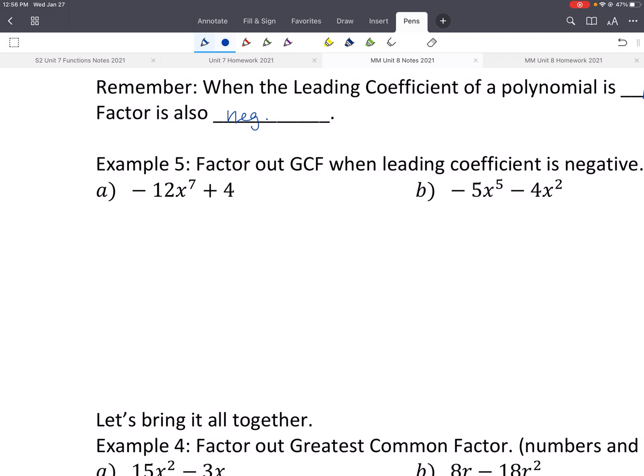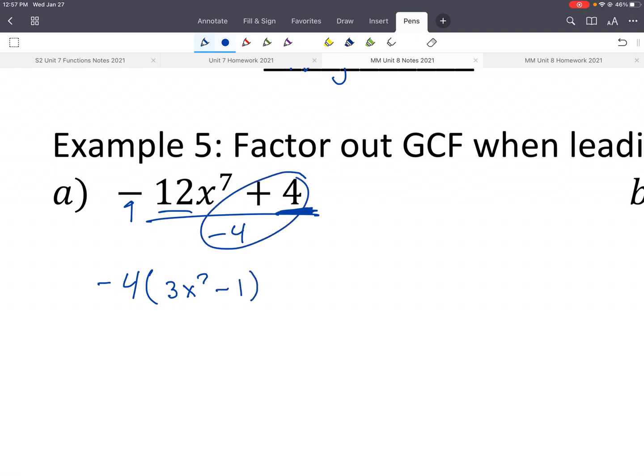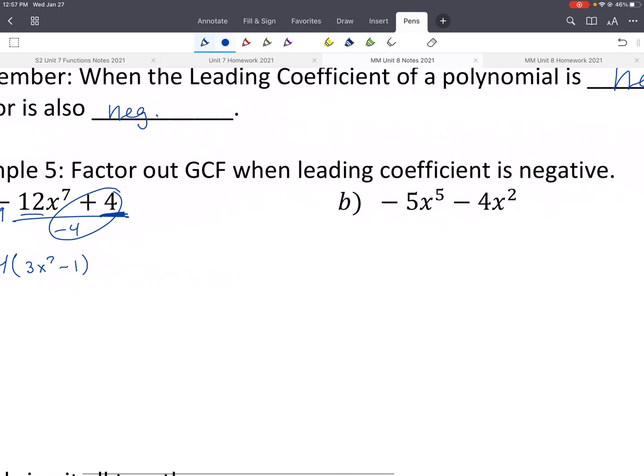So for the greatest common factor here, if we look at the numbers, it looks like we could divide all of those by 4. We have this leading negative. For the variables, we can't take any x's out because there's no x's to take from the second term. So then we'll just divide everything by a negative 4. And what's left will give us a positive 3. So negative 12 divided by negative 4 is 3. X to the 7th. And then 4 divided by a negative 4 gives us a negative 1. Right? Okay.